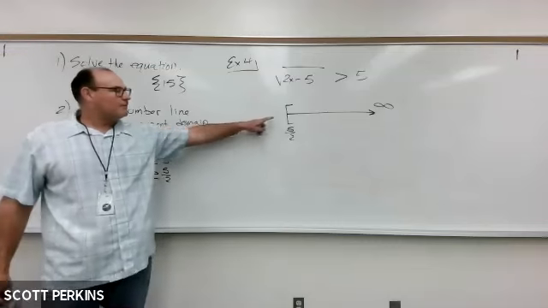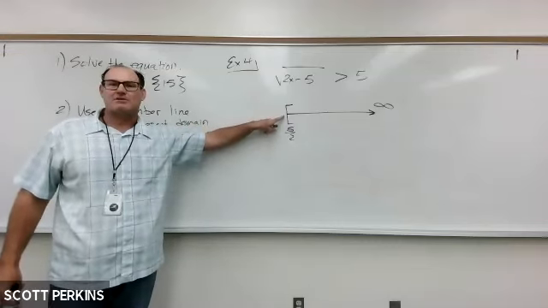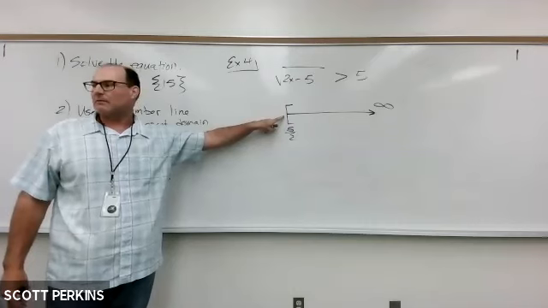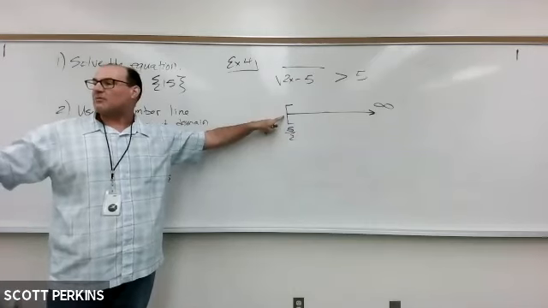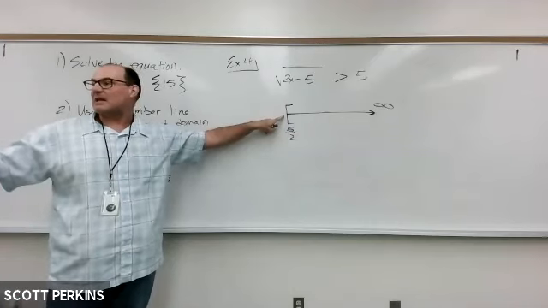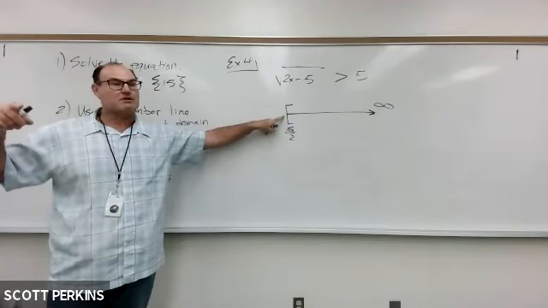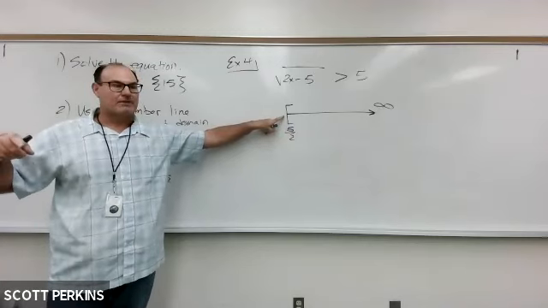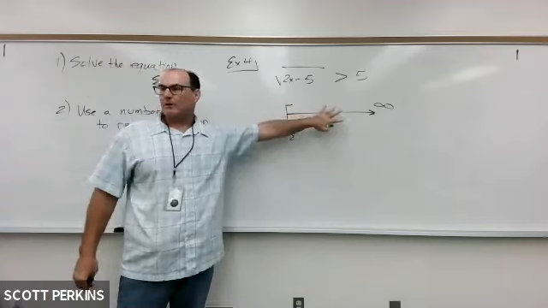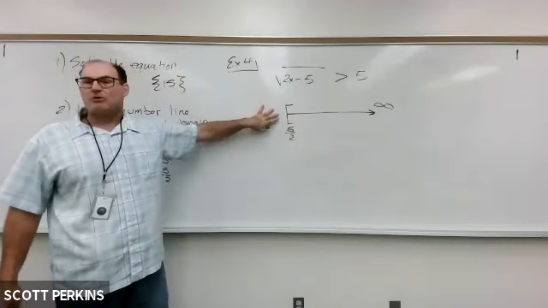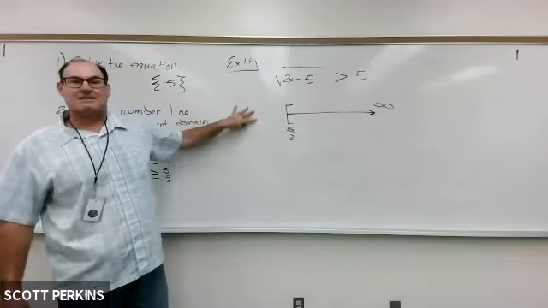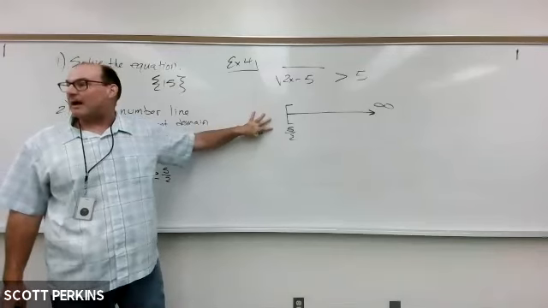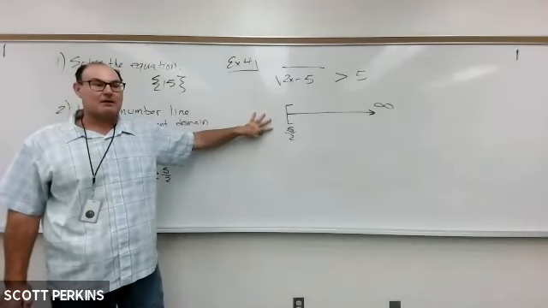Does anyone want to tell me why I used the bracket at this end of the number line? Close it off, but why not a parenthesis instead of a bracket? Because of the equal sign. Okay, yes. So this is my number line. If we graphed this, the graph does not exist down here. That's why we don't need the number line going toward the negative infinity end.